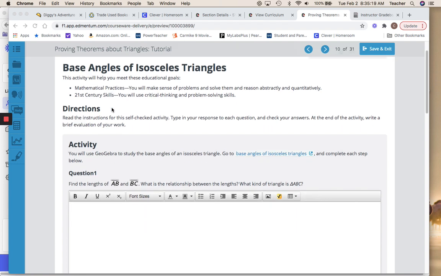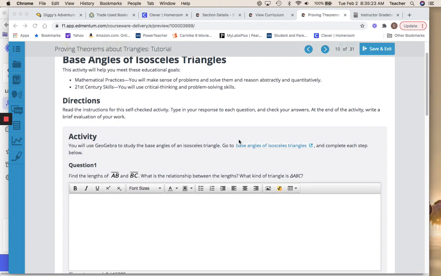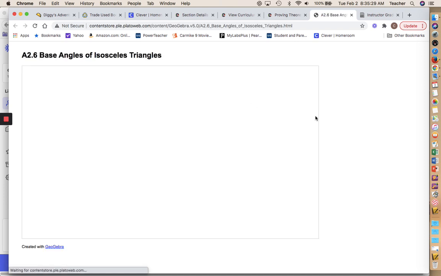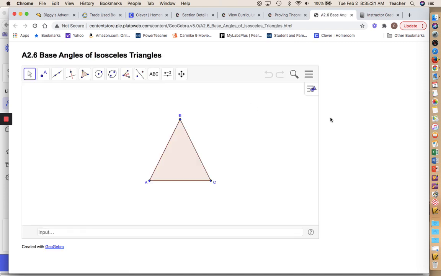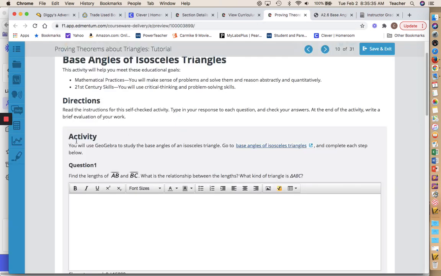So I have a feeling we're going to be looking at a bunch of equal stuff in this. All right, so let's see. We got an activity, so I'm going to click on base angles here. Oh, okay, so they gave us an isosceles triangle. Let's see what we've got to do with it.